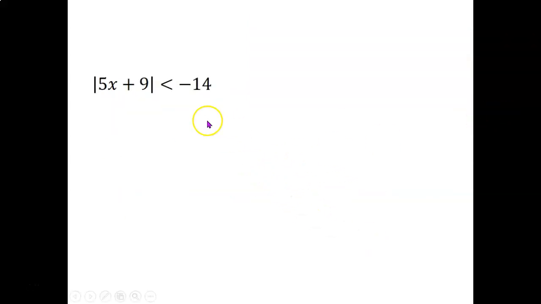Now what about this? The absolute value of 5x plus 9 is less than negative 14. If this were a positive 14, we'd just set it up as negative 14 less than 5x plus 9 less than 14. But since this number is already negative, this is telling us that the absolute value of something is less than a negative number. Can that happen? Is it possible for the absolute value of something to be less than negative 14?